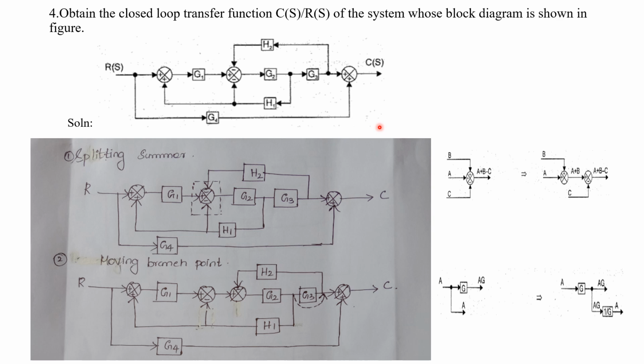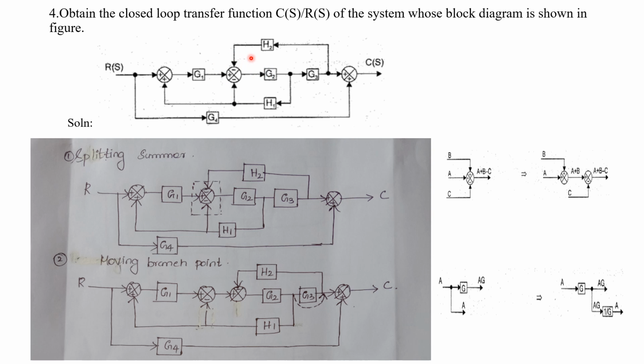Now, in the previous classes we have seen the different rules applied for block diagram reduction. We are going to apply the rules on this block diagram and convert it into a single block. First we have to think which movement we have to make to reduce this block diagram. Here in this problem, there is a 3 input summer.